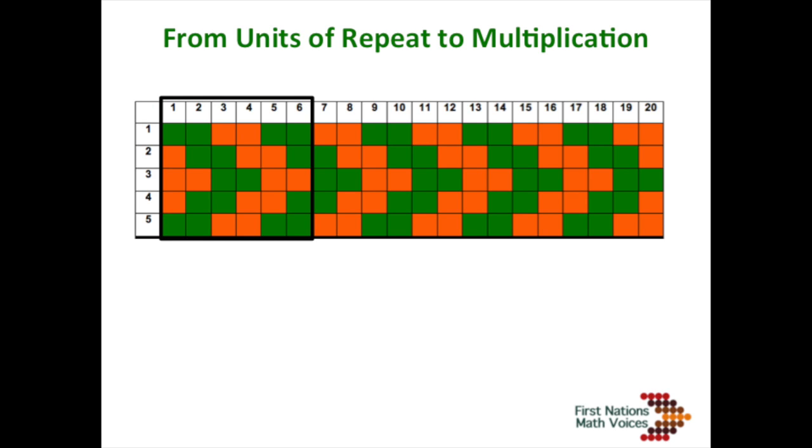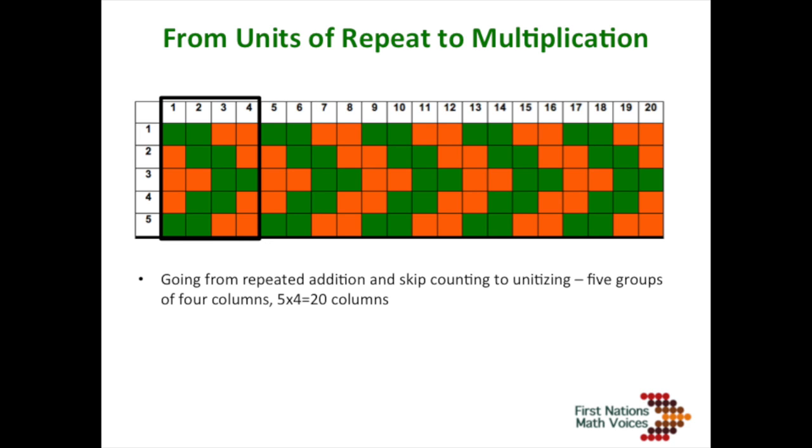Then other students wondered if the entire pattern core was made of columns 1 to 6, but realized this could not be the case since column 1 and column 7 were different. Therefore, column 7 was not the beginning of a new core. Through class discussion, they determined the core was made up of columns 1 to 4. In this video, we'll see students explicitly talk about multiplication.